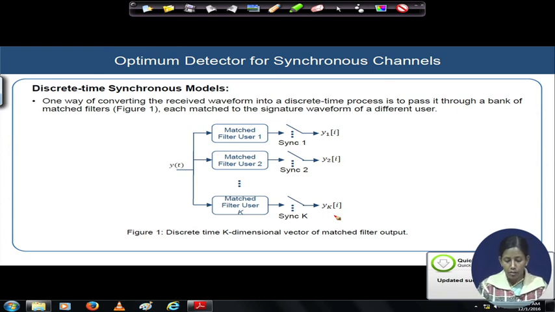So this set, y1 to yK, is the point of our interest, based on which the detector starts working. This is a discrete-time K-dimensional vector representation by means of the matched filters, which is a very fast operation that a CDMA receiver does.